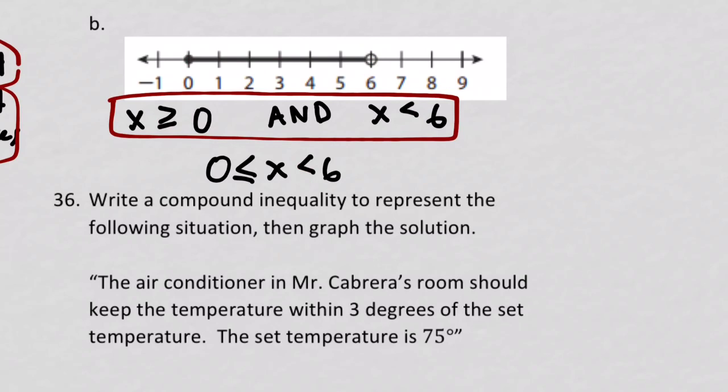There it is. Both of these mean the same thing. You gotta make sure you know how to go back and forth from one to the other. Okay, so both this one and that one are correct. They mean the same thing.